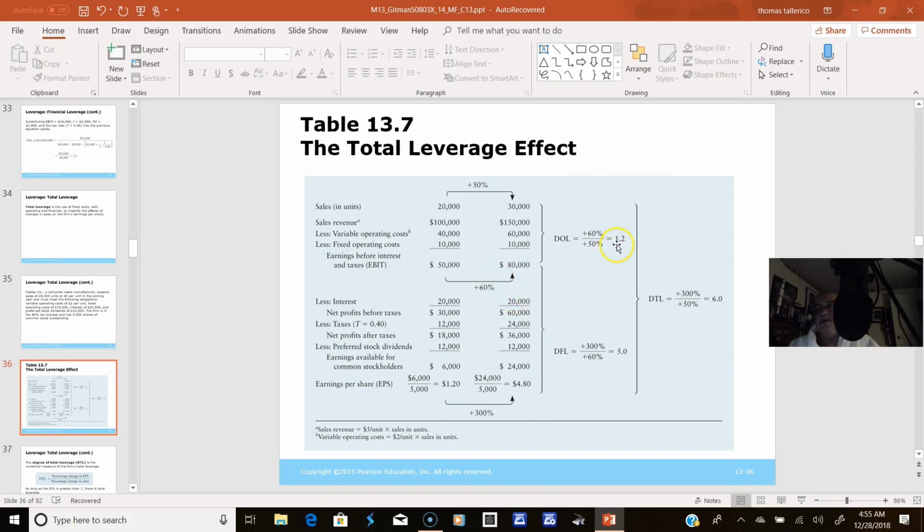Now, once you have these 2 numbers, life gets real easy. You just multiply these to get your degree of total leverage. Okay? So 1.2 times 5 gives you 6. But you can do it in another way. You have a change here of 300% here, and a change here of 50% here. So 300 over 50, right? And that'll give you 6. Or just multiply these 2, as I said. The math is not terribly difficult.